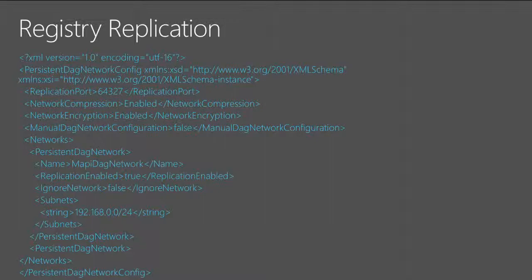Now, this can be pretty long because sometimes you can have more than one DAG network depending on how you have everything configured. But every single NIC and every single subnet that exists on a DAG node will be present in the DAG network's key. It must be represented, whether or not it does anything for Exchange.